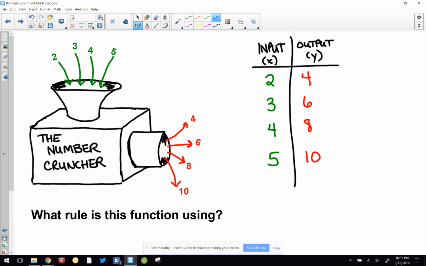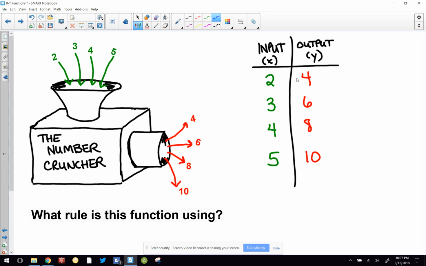So let me give you an example here. In this function, I put numbers in and I get numbers out, and I put them in a table here. My input values were 2, 3, 4, and 5. When I put a 2 in, I get a 4 out. When I put a 3 in, I get a 6 out. When I put a 4 in, I get an 8 out. And when I put a 5 in, I get a 10 out. So can you guess what rule or what operations this function is using to perform on every input?